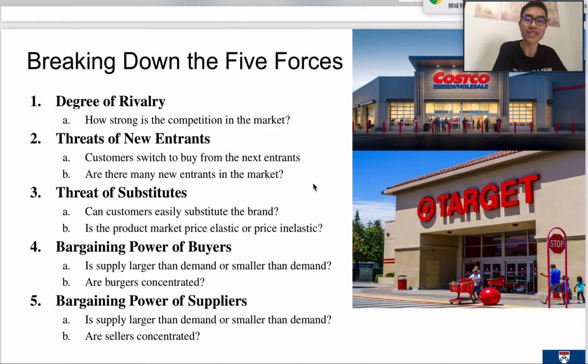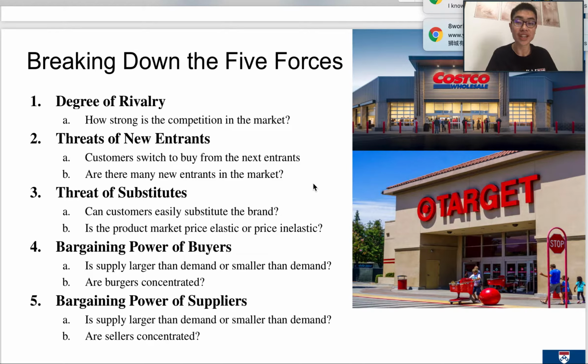You may ask these two questions. First of all, is supply larger than demand or smaller than demand? From a theoretical point of view, if the supply is larger than demand, I would say the bargaining power of buyers is relatively high, because there are more suppliers than people who want to buy this product. So in this case, they have to lower the price. And if supply is smaller than demand, you'll be a little bit more competitive.